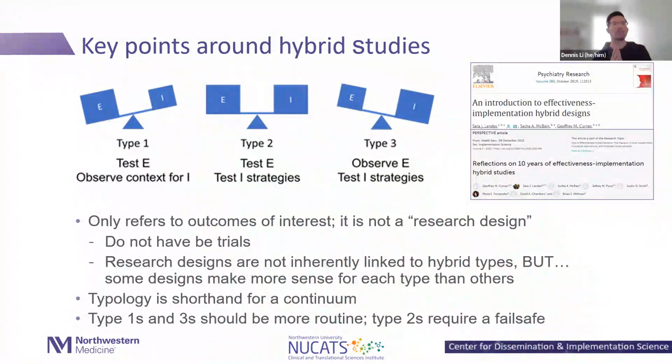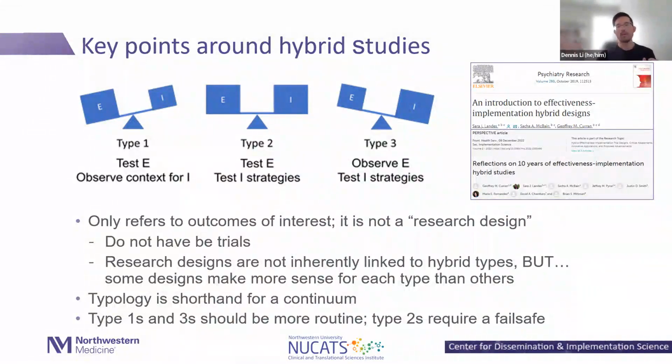We wanted to point you to 2 papers that have been published since that Curran 2012 article, one by Sarah Landis in 2019, and more recently another paper by Curran in 2022, that talk about the evolving thinking around implementation, around hybrid effectiveness implementation studies. And some of the thoughts around that include a restatement that the hybrid typology really focuses only on the outcomes of interest. They are not a research design in and of themselves.